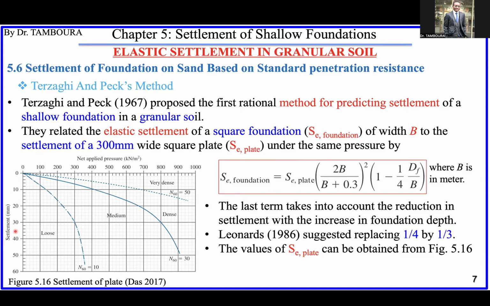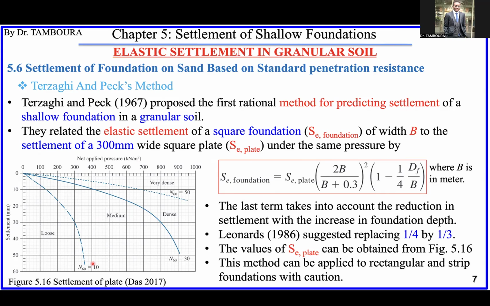Now, which N value are you taking? You have to consider this. What I mean is, when you are doing the SPT from the ground surface to the depth you want, the SPT is changing. The SPT profile is not like a straight line. So we need to know which value to use. We will talk about this in the following slides.